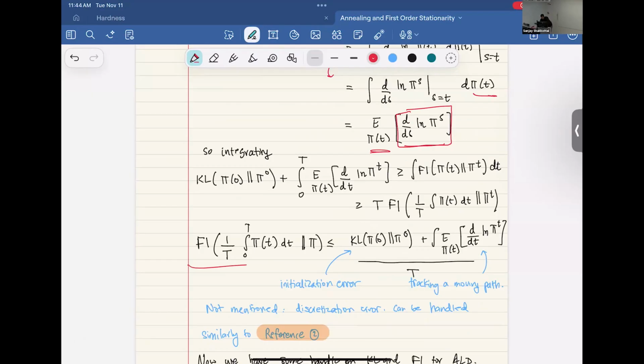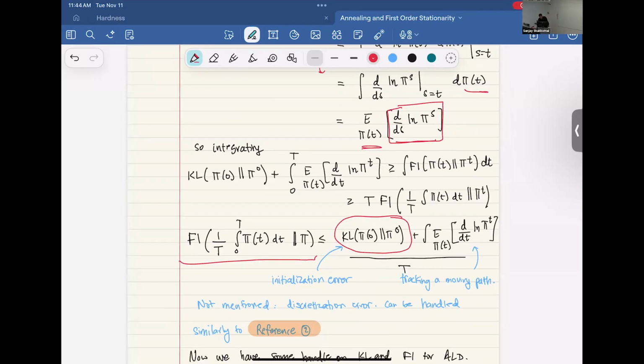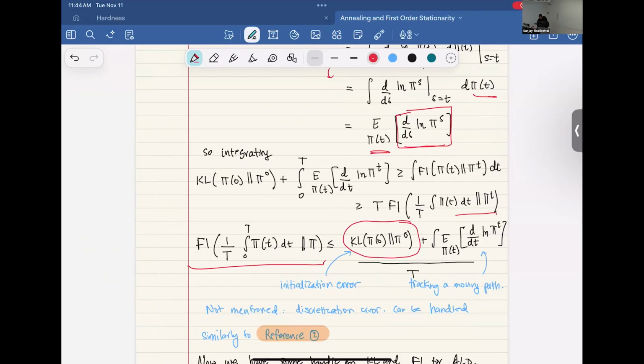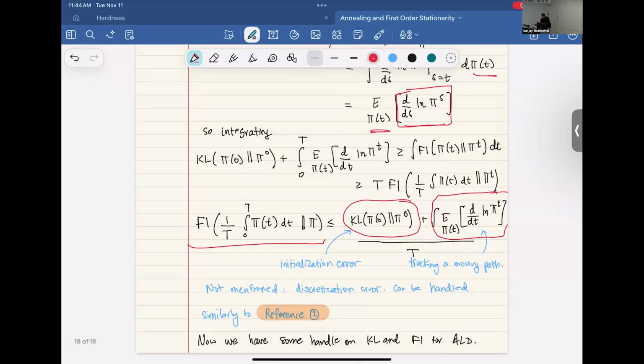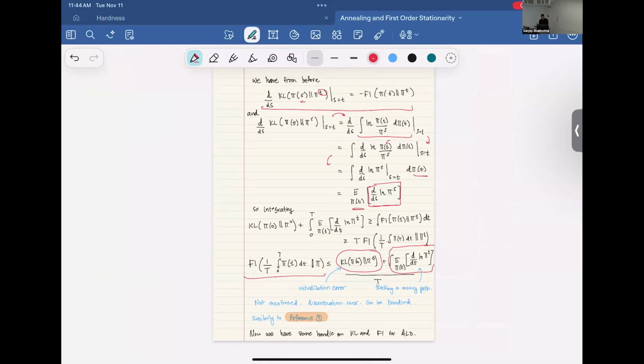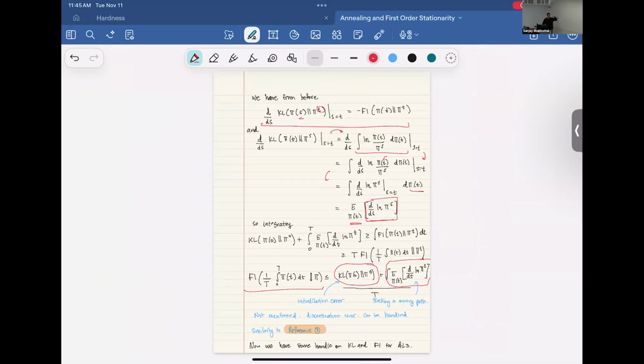when the dust settles, what you get is a similar quantity: the Fisher divergence between an average iterate and pi can be bounded in terms of the initialization error, and this new quantity that is determined by how fast your path moves around.